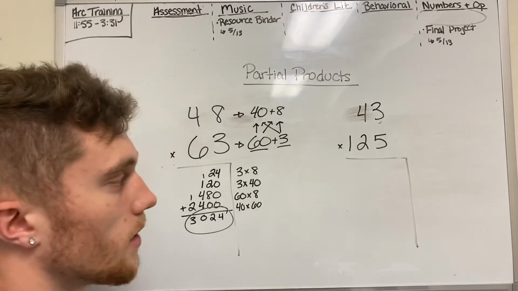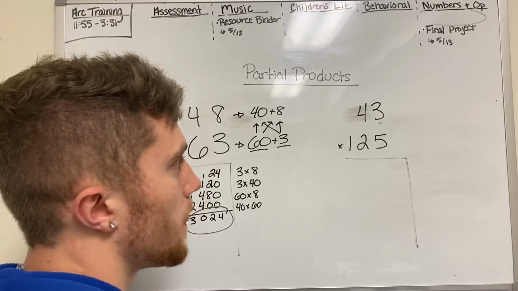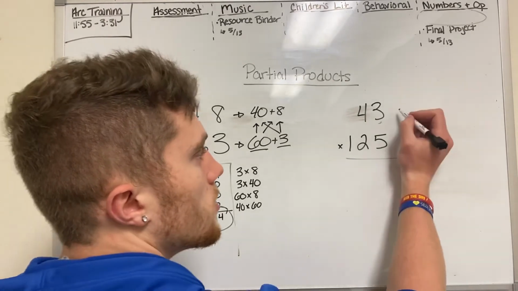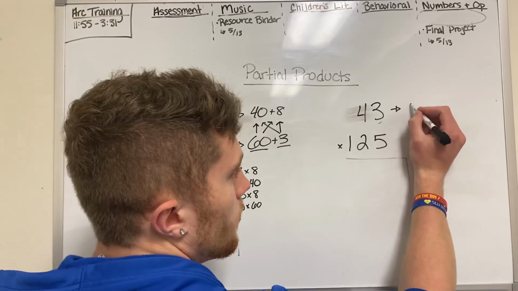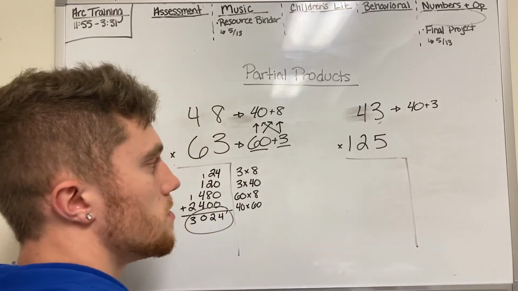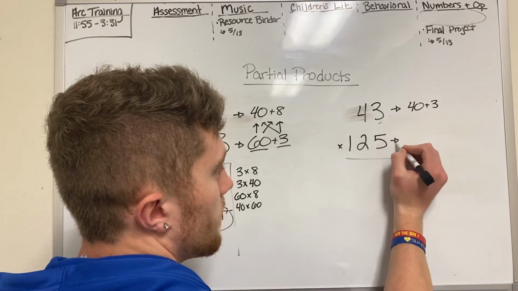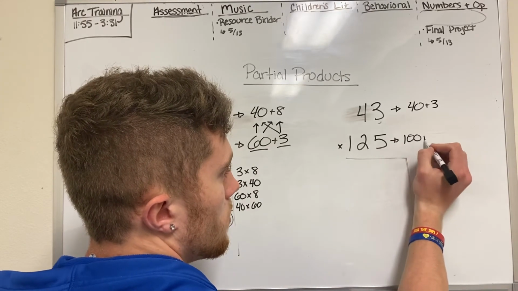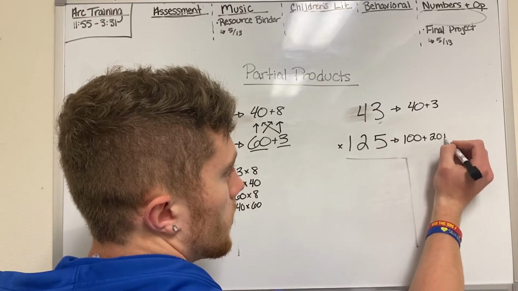Next, we're going to look at one that has 3 digits. We do the same thing. So first off, we decompose. 43 is the same as 40 plus 3. 125 is the same as 100 plus 20 plus 5.